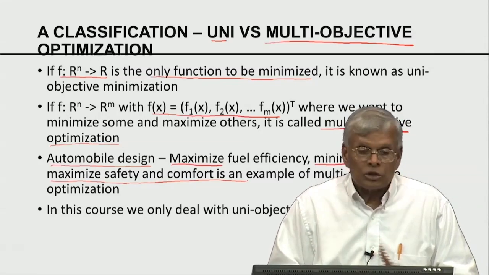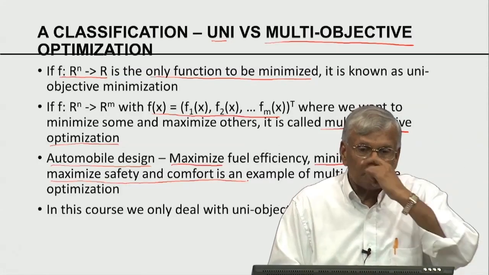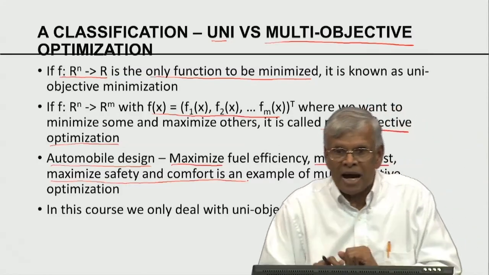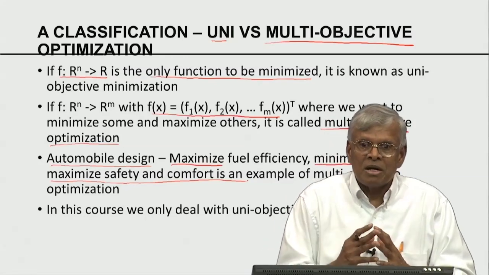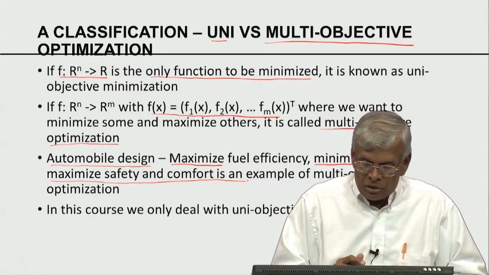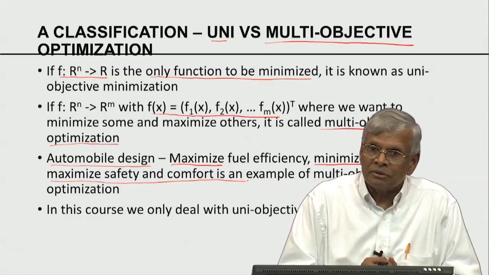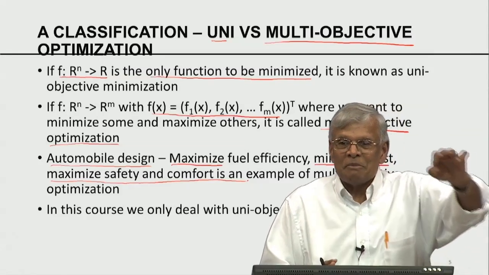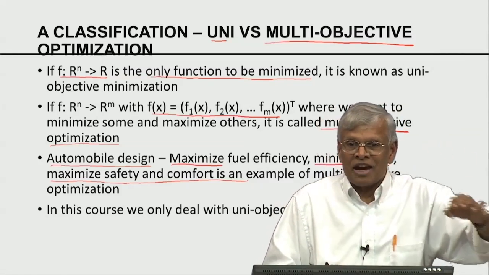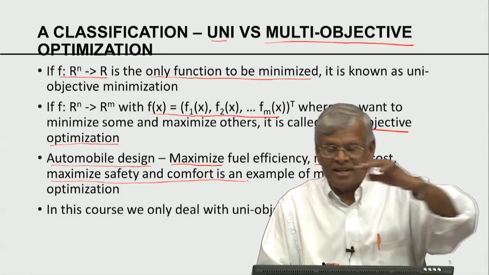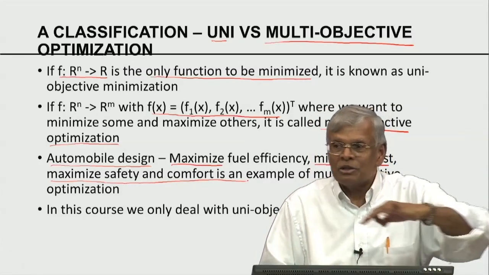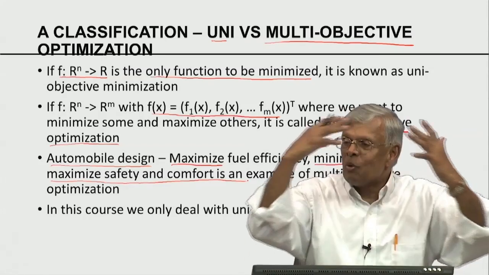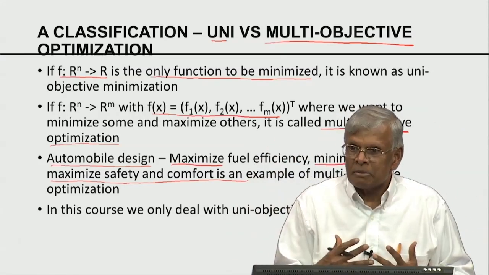So if you meet an automobile design engineer, talk to him or her about how they optimize, so that we can learn from the kind of methodology they use. So you can think of all the things now: unimodal, multimodal, constrained, equality, inequality, and then uni-objective, multi-objective. If you stack all of them together, you get a broad overview of this discipline called optimization theory.